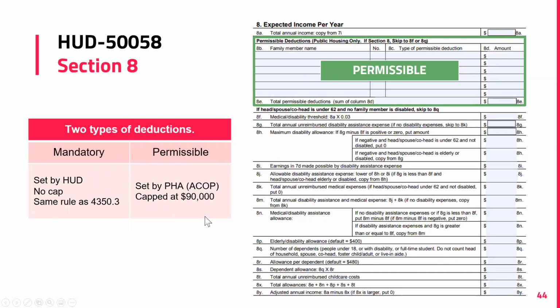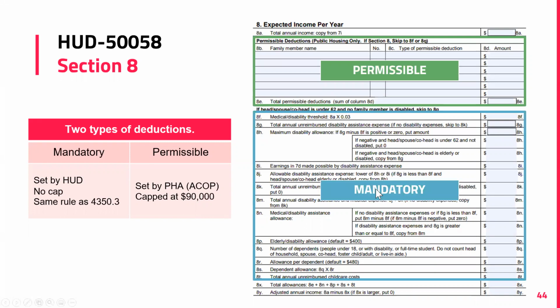Permissible, and I'll go over what the permissible is. Permissible is a type of deduction that is set by the Public Housing Authority per whatever the ACOP states. There is a rule that it must be capped at no more than $90,000 per household, regardless of the number of family members that the household has. So the bottom part in blue is where you'll see all the mandatory. The top part is where you see all the permissible. Same thing as mandatory: if they have any permissible deductions, you need to make sure that those are verified and in the file, and it is also allowed per the ACOP. That will be noted in the next gen.